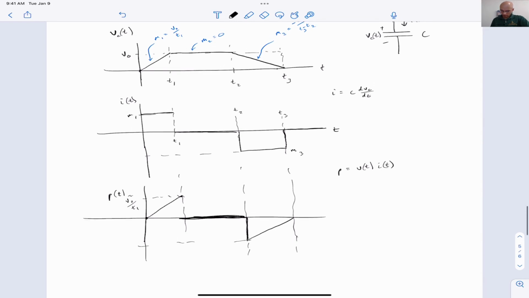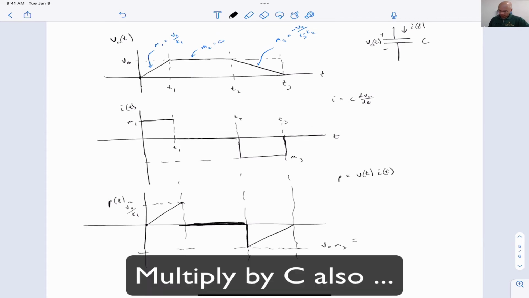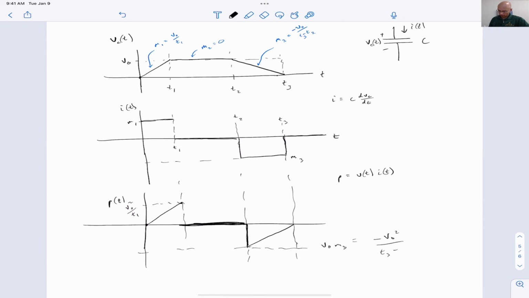V0 and M3. And so what we're going to see here is negative V0 squared and then T3 minus T2. So I don't have any numbers here, but you could plug in numbers if you wanted. So just a thing to point out here.